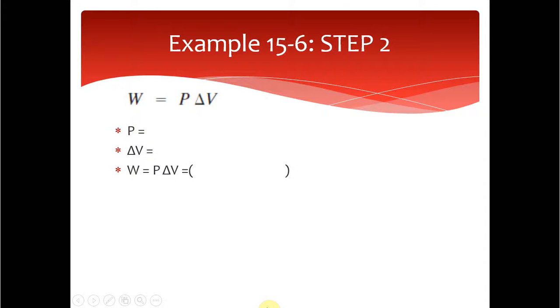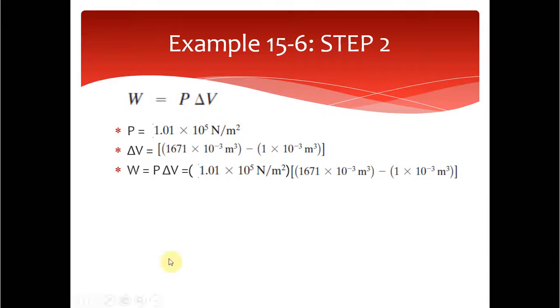In step 2, we're going to take our formula, our values here, and we are going to start applying things. Here we're looking for work. We know that the pressure is 1 atmosphere. We know that the change in volume is based on its full liter and the amount of steam. So here's your value of steam minus the original volume. And now we can just plug in pressure times change in volume, resulting in a value of 1.69 times 10 to the 5th joules.